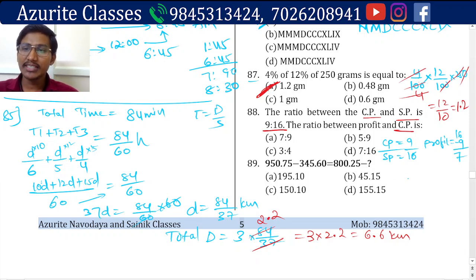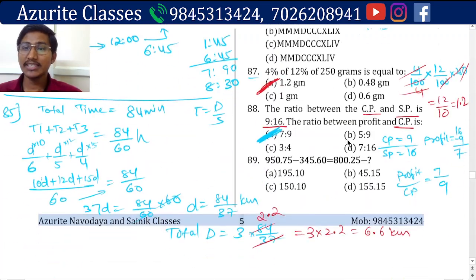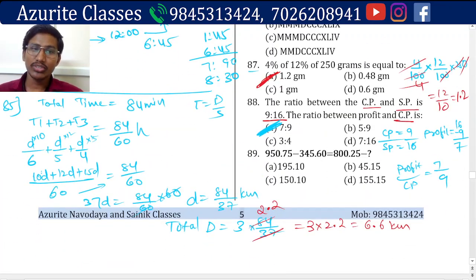So they are asking the ratio between profit and cost price. So profit divided by cost price. Profit is 7 and cost price is 9, right? So 7 is to 9, option A is the answer for 88. Okay, so next 89, will you do it as homework?